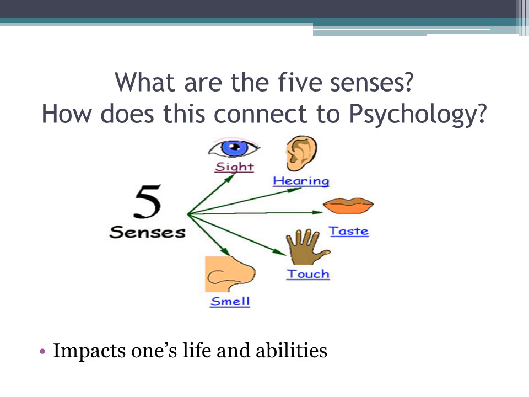So let's start overall. What are the five senses? Hopefully you learned this many years ago, but your five senses are sight, hearing, taste, your ability to touch, and smell. And so now the question begins to come into mind, how does this connect to psychology? Well, it's important to understand how the senses work properly because your senses really impact one's life and your abilities. So let's say, for instance, you didn't have the ability to see. Your life would be incredibly changed by the difficulties that you'd encounter by maybe being blind.